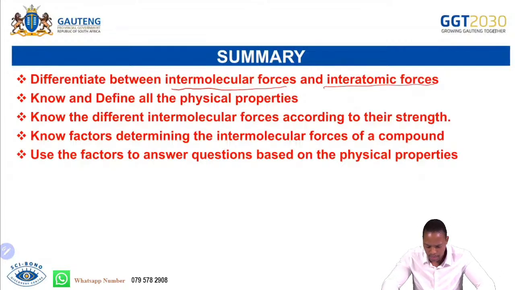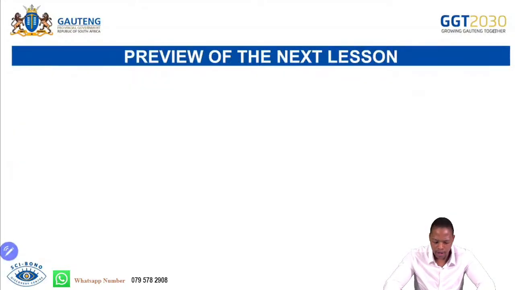Know the factors determining the intermolecular forces of the compound. Are we talking about the same homologous series, or are we looking at molecular mass or molecular size? Are we looking at branching, or are we looking at sites of bonding? Can you use all these factors to answer the questions based on the physical properties? Okay, so that will be our summary for the day.